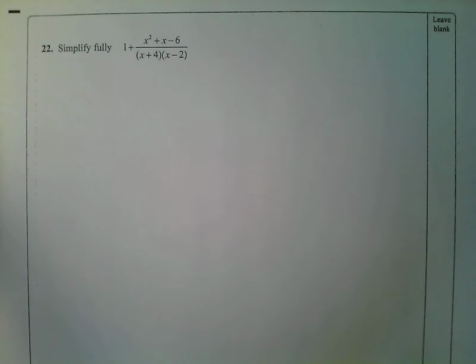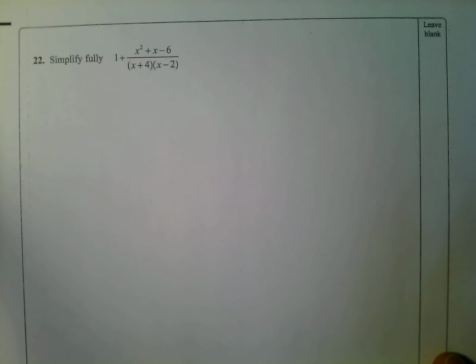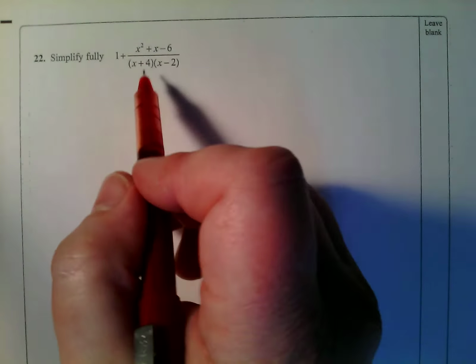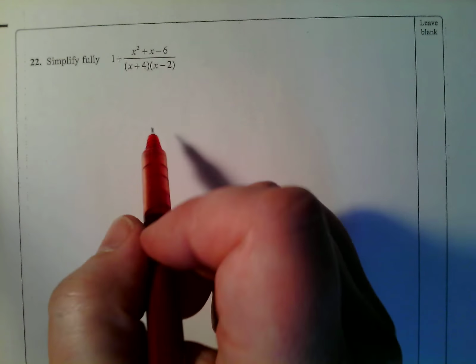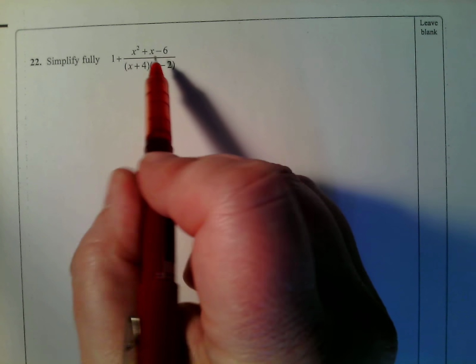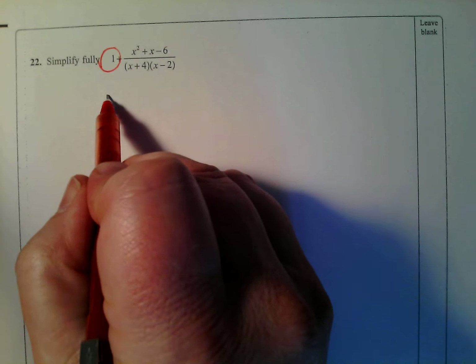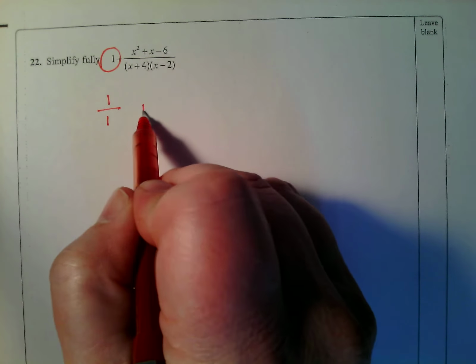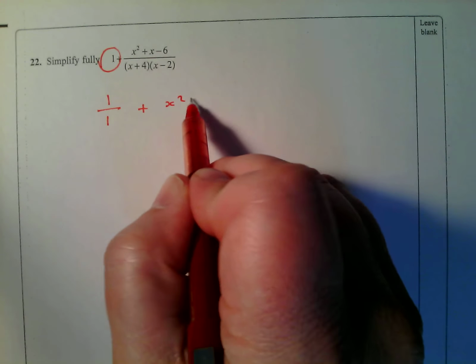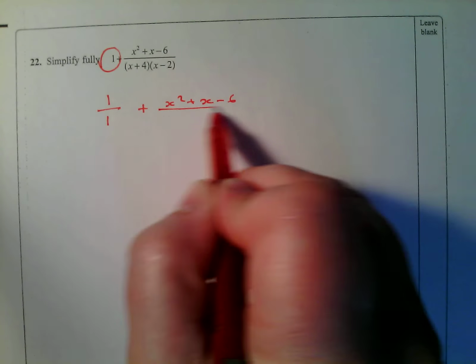Okay, some more tough look. Also, this is the last question in the paper. Okay, so this is definitely an A-star question, tough question. Well, the best thing to do is just treat it as adding fractions again. And here, even though this is a whole number, we can actually write that down as a fraction, which is 1 over 1. So that's what I'm going to do.